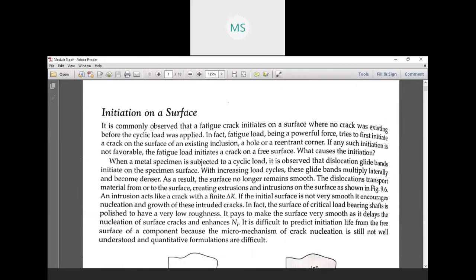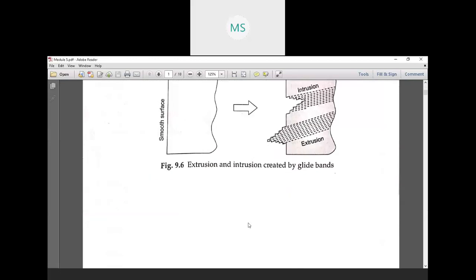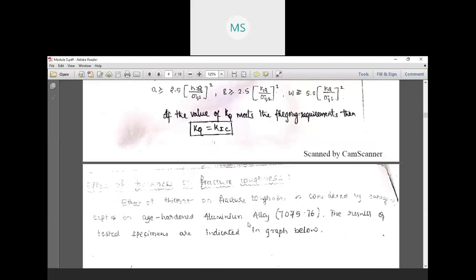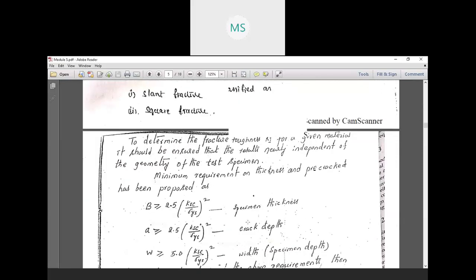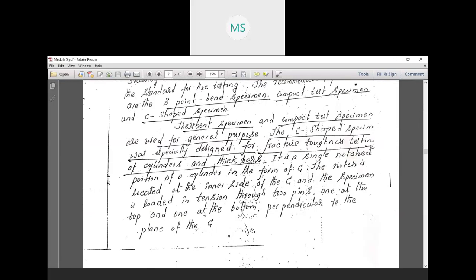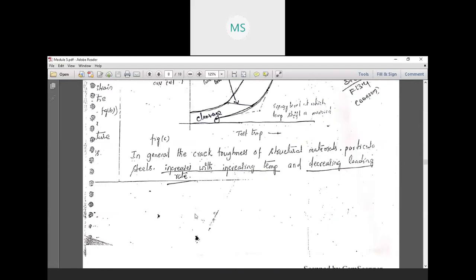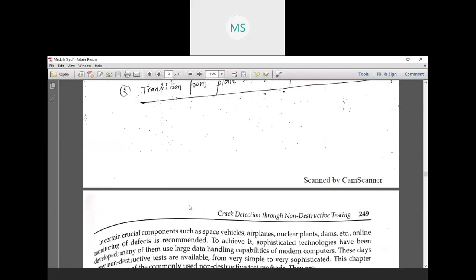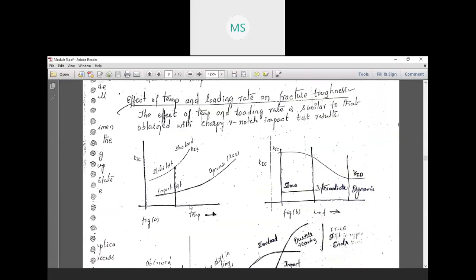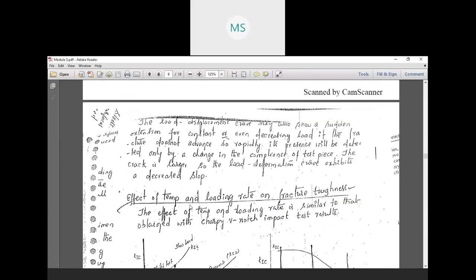Before that also, initiation of surface cracks and all we have studied, like how it affects, what is the procedure of finding out the crack, and different procedures. Then we have studied what is the effect of the thickness of the specimen on the system, what is the effect of temperature, what is the effect of loading, giving the cyclic load and all. So this is all about your fifth module. It's very easy. Go through that. If any doubt is there, just ask me.